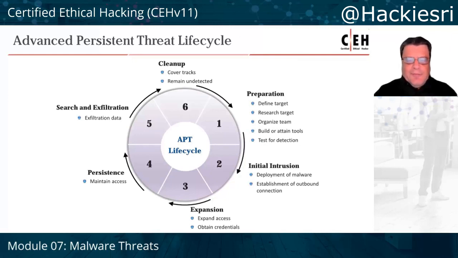Next, we have expansion. Once we have gained access, we expand our access in order to obtain credentials or other information. Once we have expanded our access, we want persistence in order to maintain the access. And as I mentioned with APTs, this could be months or even years. And next we have search and exfiltration of data, and perhaps most importantly, cleanup to cover the tracks of the malware and to remain undetected is a priority task for any good hacker.